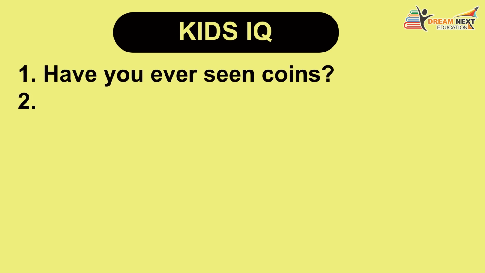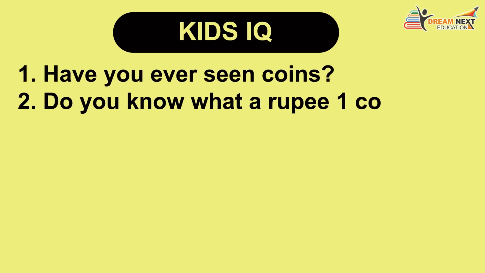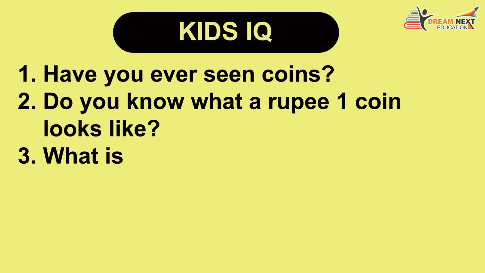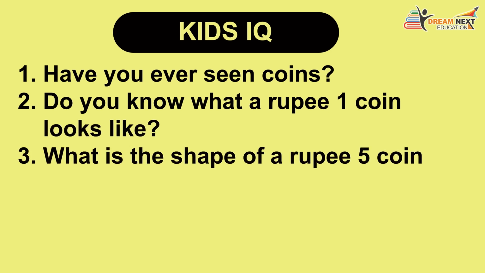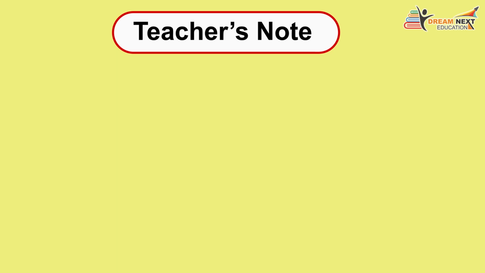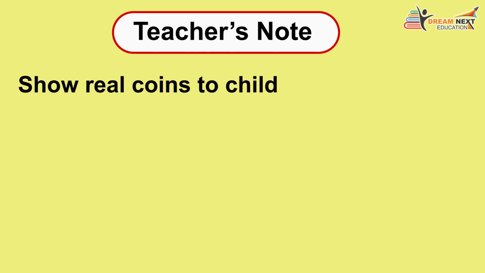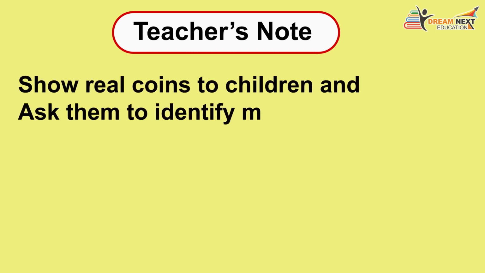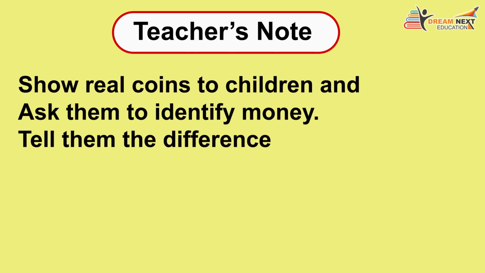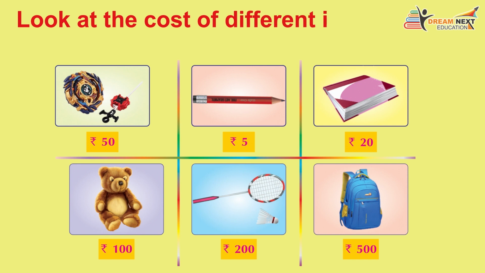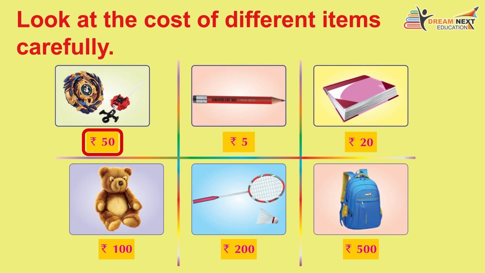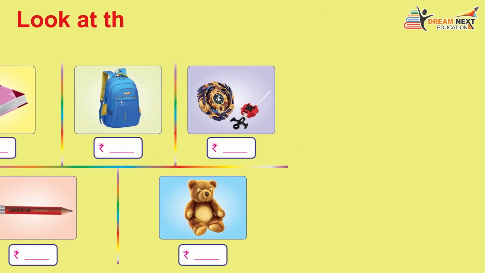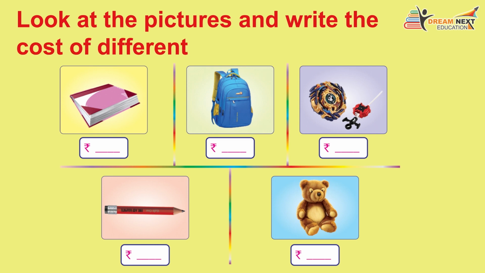Kids IQ. 1. Have you ever seen coins? 2. Do you know what a rupee 1 coin looks like? 3. What is the shape of a rupee 5 coin? Teacher's note. Show real coins to children and ask them to identify money. Tell them the difference between different coins. Look at the cost of different items carefully. 50 rupee, 5 rupee, 20 rupee, 100 rupee, 200 rupee, 500 rupees. Look at the pictures and write the cost of different items.